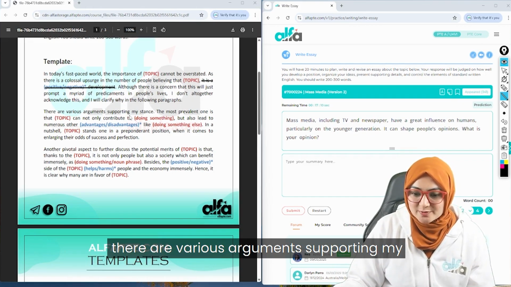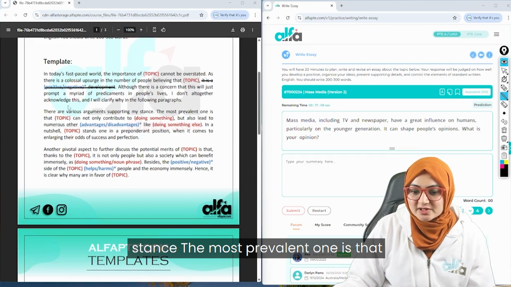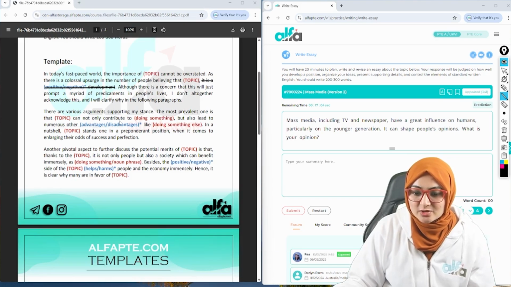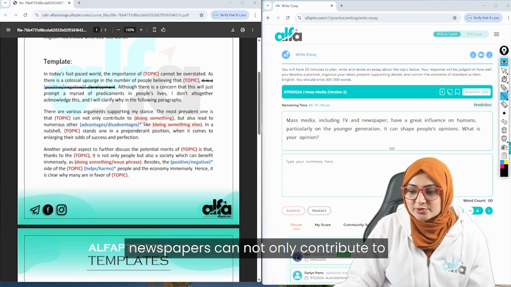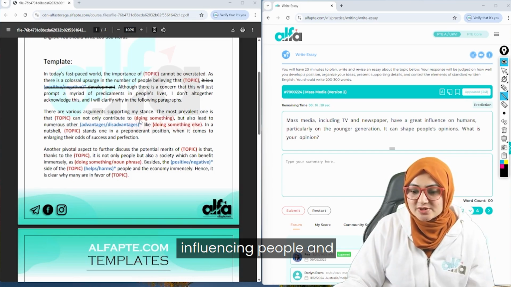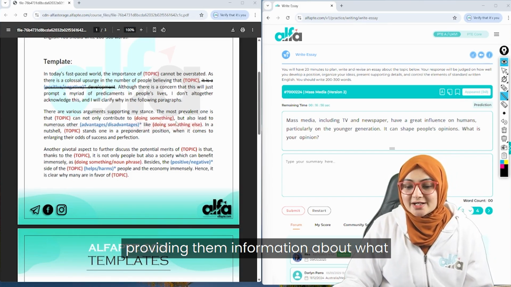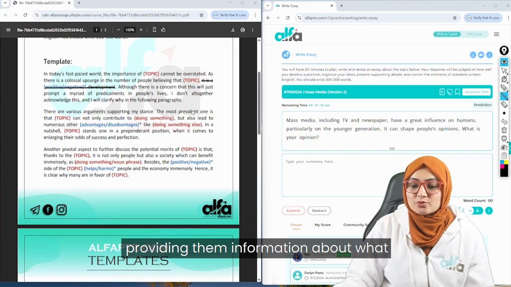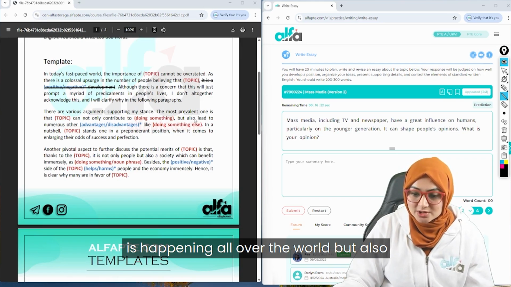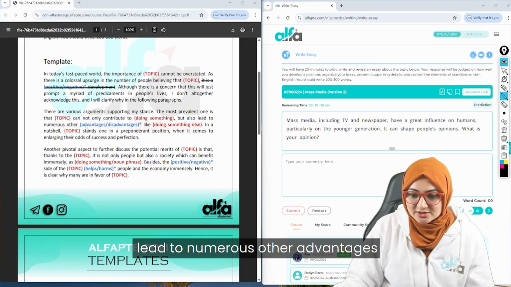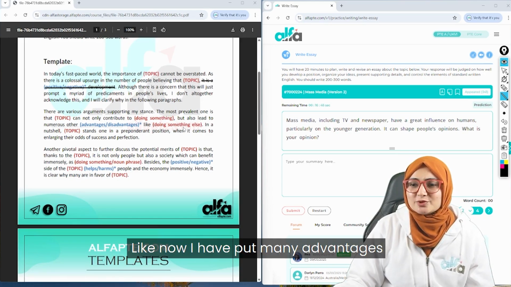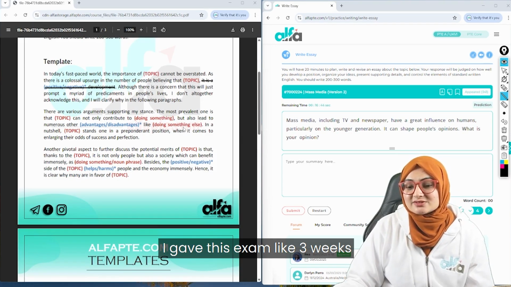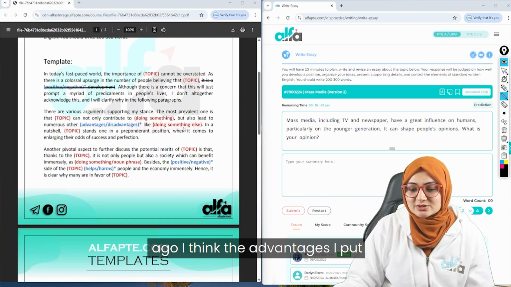There are various arguments supporting my stance. The most prevalent one is that mass media like TV and newspapers, sometimes I wrote television and newspapers, can not only contribute to influencing people and providing them information about what is happening all over the world, but also lead to numerous other advantages. Like, now I've put many advantages. I gave this exam like 3 weeks ago.